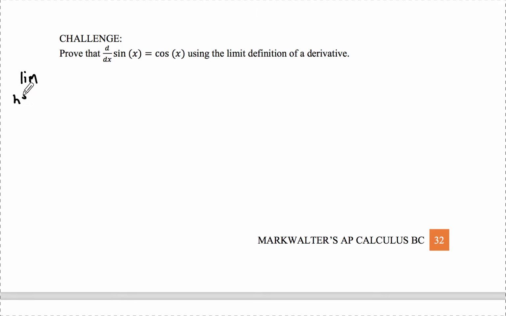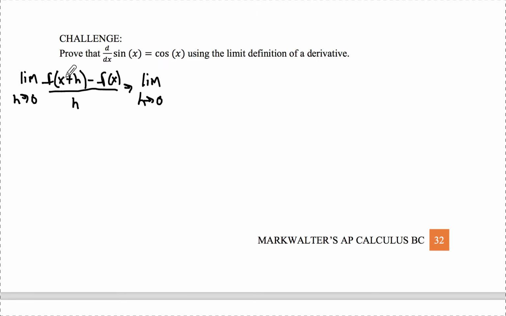I want to use the limit definition that says this. The limit as h approaches 0 of f of x plus h minus f of x all over h. That's what I'm going to use. And the function I'm going to take a derivative of is sine of x. So this is going to lead me to this. And just copy these steps down just to show that this actually does work.